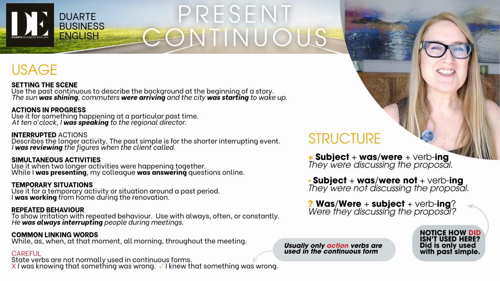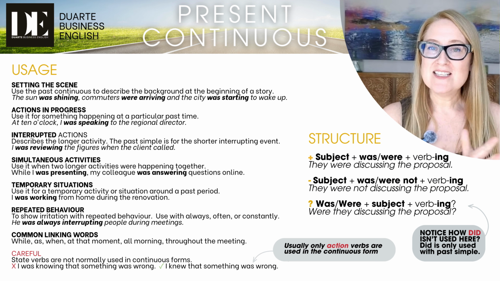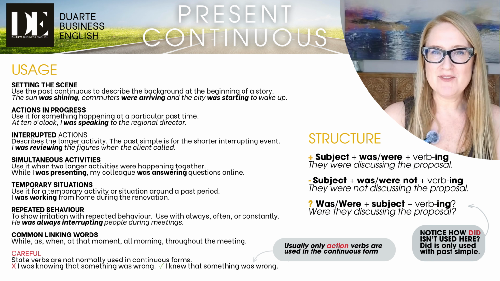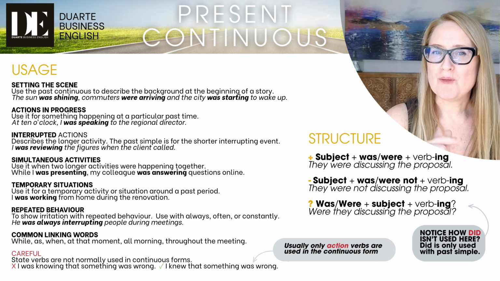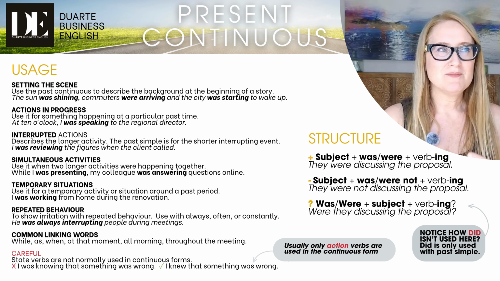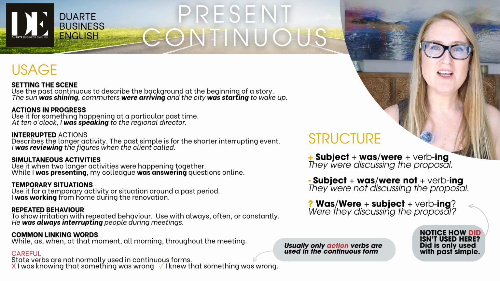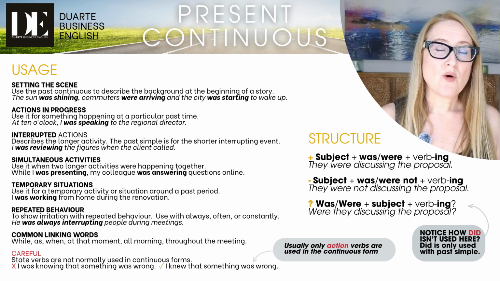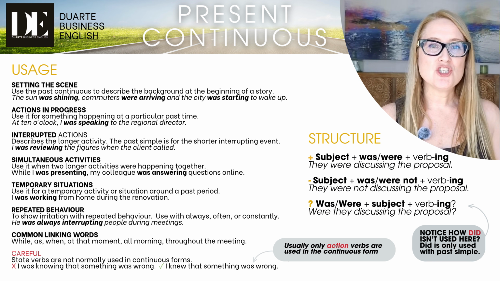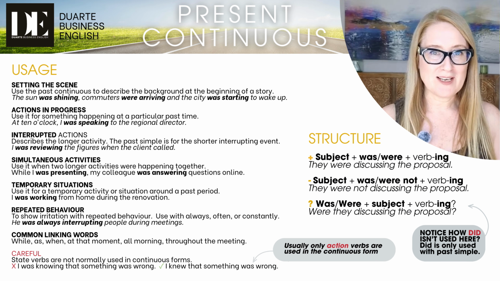Now, the next one's interesting. We use the past continuous, and this is also relevant for the present continuous too. If someone's behavior is irritating or bothers us, we don't like someone's behavior. If it's a repeated type of behavior that they have or action, we put this together with always or often or even constantly. And we use continuous to show that we're irritated or we don't like their behavior.